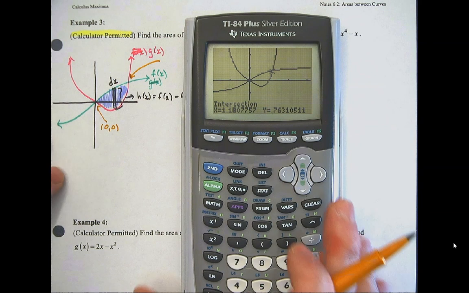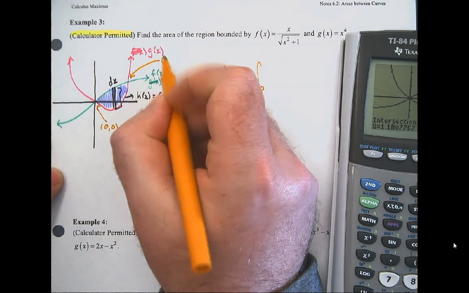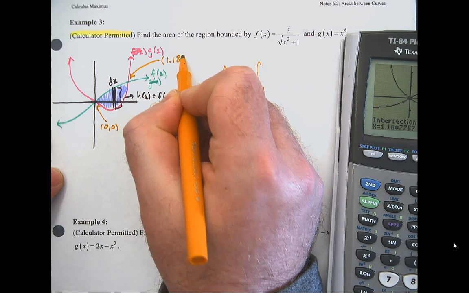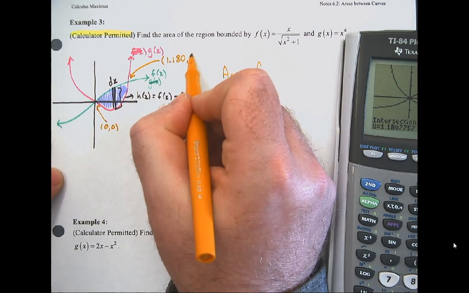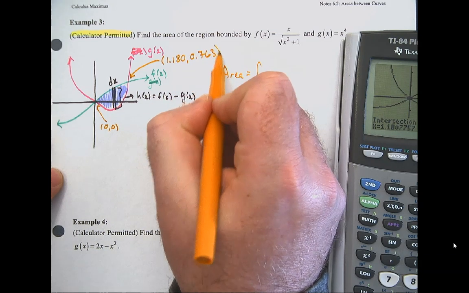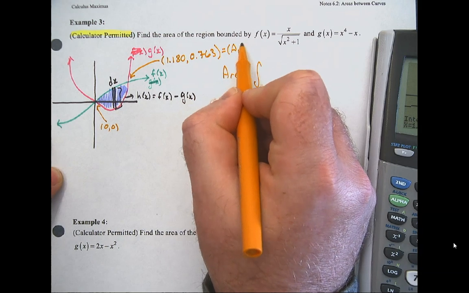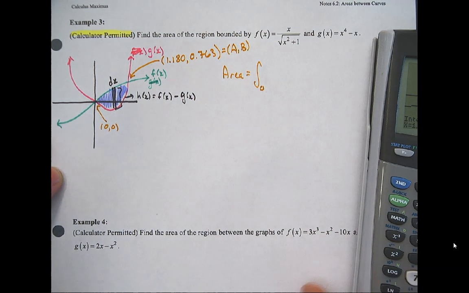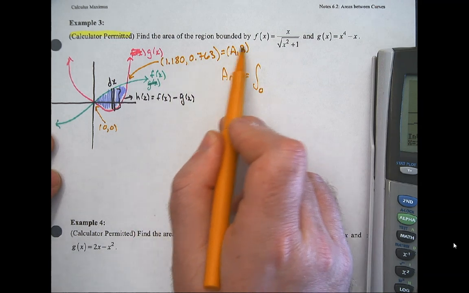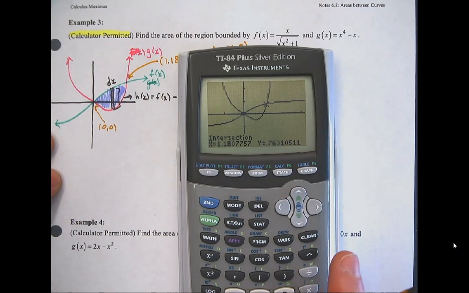Now, before I write this down, actually, I am going to write this down. I'm going to write this as 1.180, comma, 0.763, and then I'm going to write equal to a comma b. What that means is if I ever need to use either one of these, I'm going to store these as the letters a and b. So let me do a quick review on how to do that.